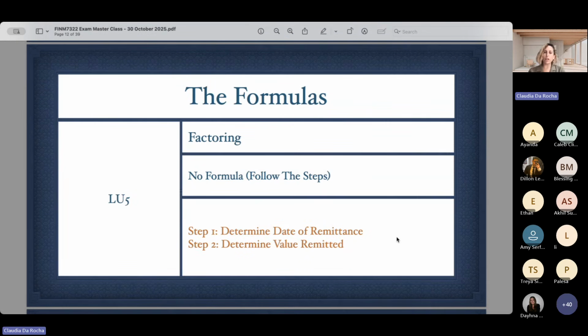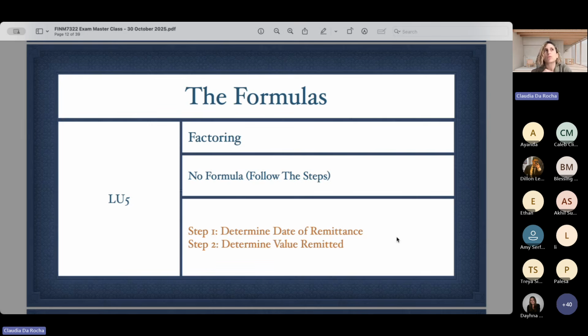So with factoring, we are basically selling off our debtors book. Okay, it's a principle that has been covered before. It's not a new concept, factoring. It's just that we have a calculation now. Step one is determine date of remittance, and step two, determine value of what's been remitted. Okay, so it's really two steps.